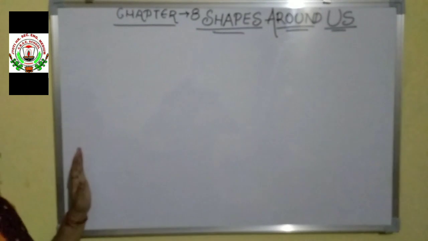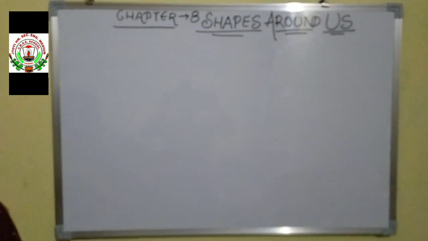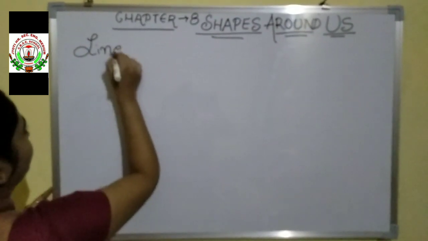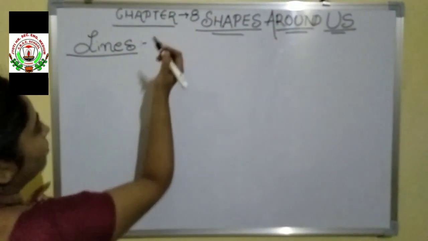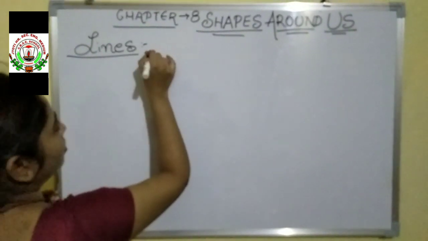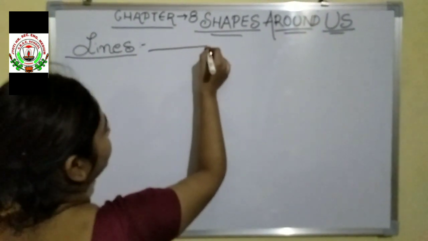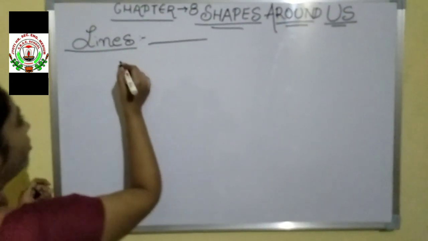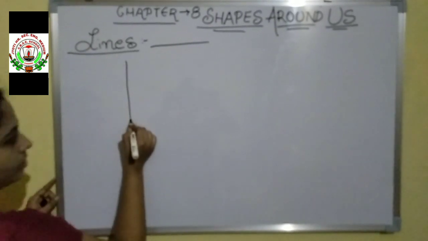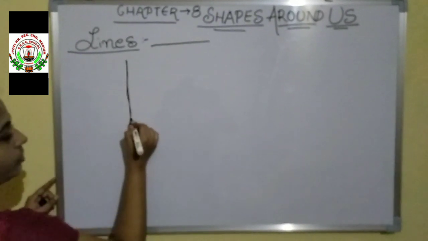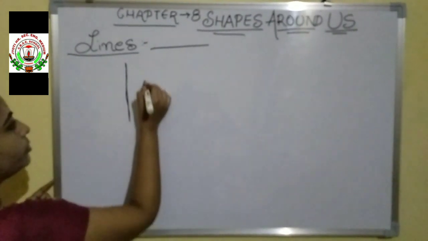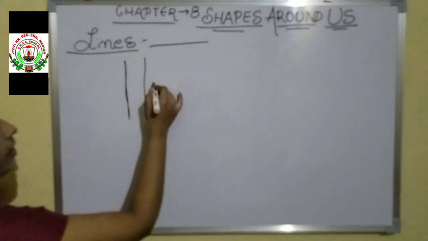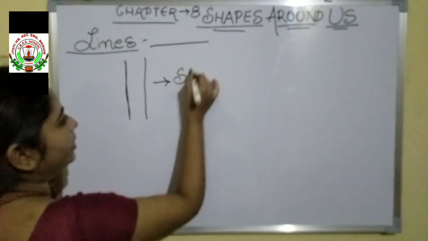Before that, let us see some different types of lines. Different types of lines. Line means to draw, start with a point and extend it further. This is a line. So children, if I draw this line from top to bottom or from bottom to top like this, both ways you can draw this type of line. This type of line is called standing line.